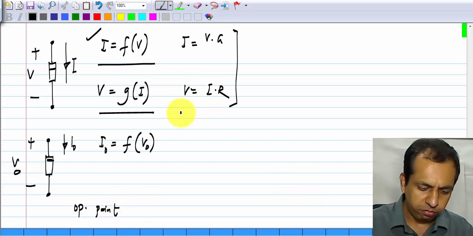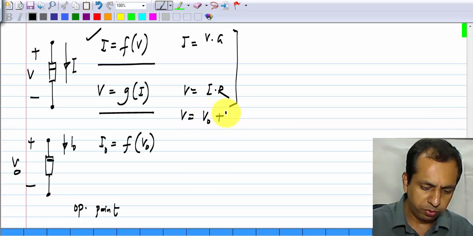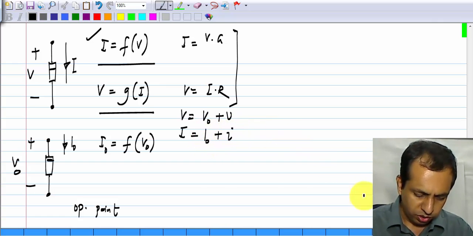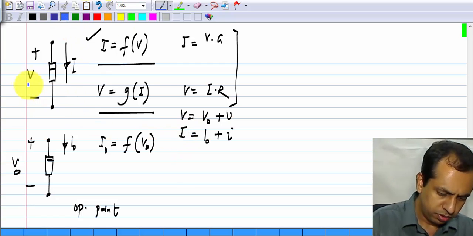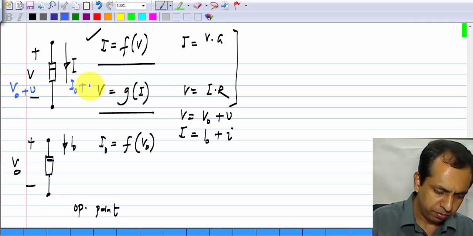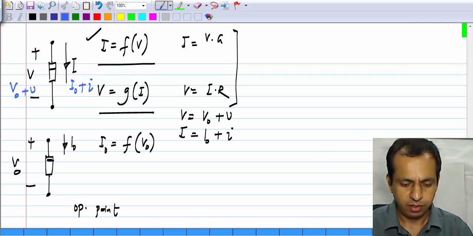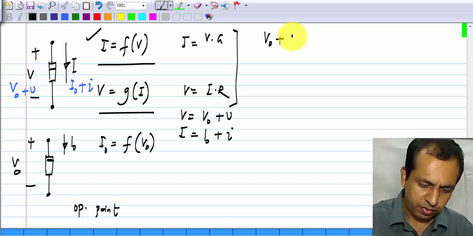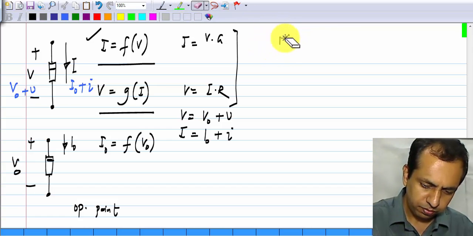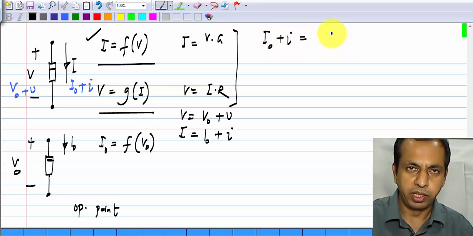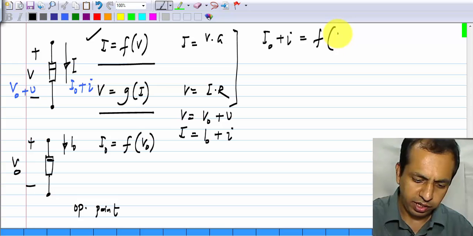Now, any other value of V can be thought of as the operating point plus an increment, and any other value of I can be thought of as the operating point plus an increment. So, now this is V naught plus lowercase v, this is I naught plus lowercase i. And these quantities also obviously have to satisfy the constraint imposed by the element, which is its nonlinear characteristic.